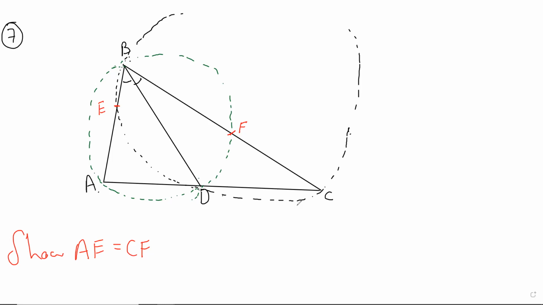So maybe you can focus on one of the circles at a time and try to do something. So on one of the circles, let's call this one gamma 1, gamma 2. If E and F were the centers, then we could easily prove. E and F, centers of what? Of both the circles.